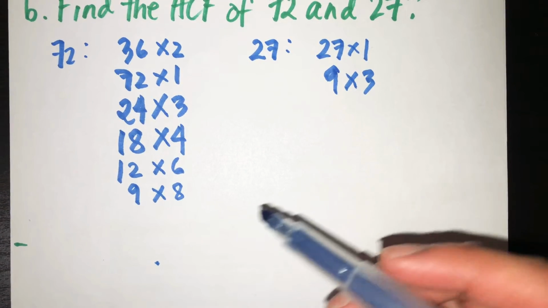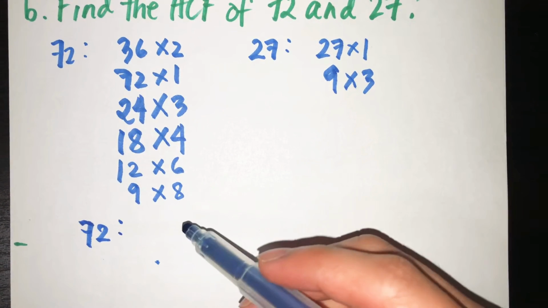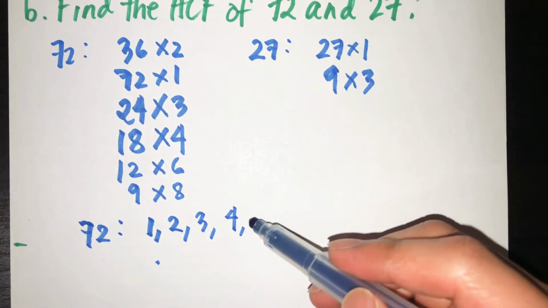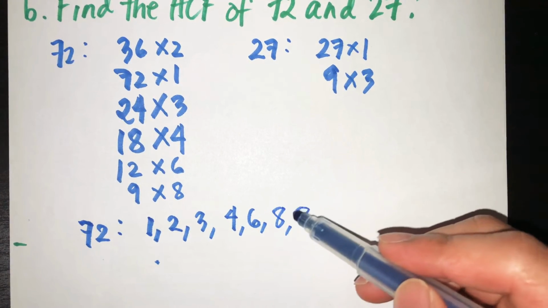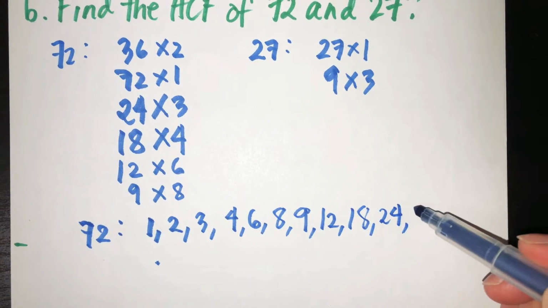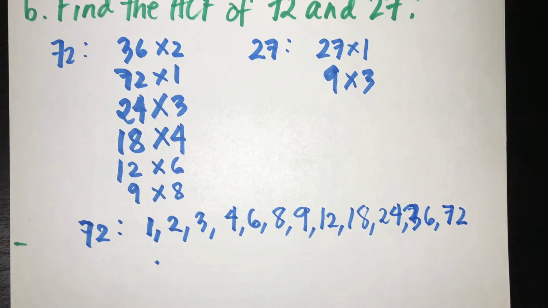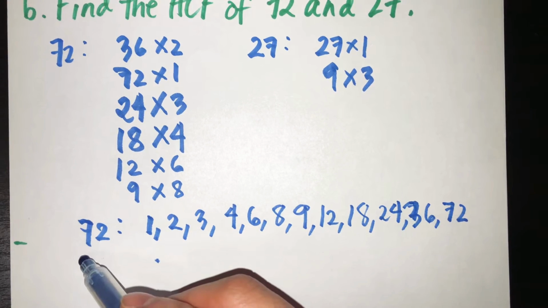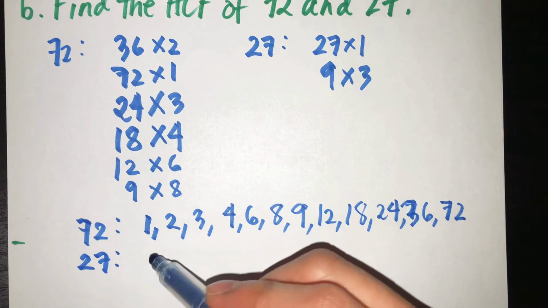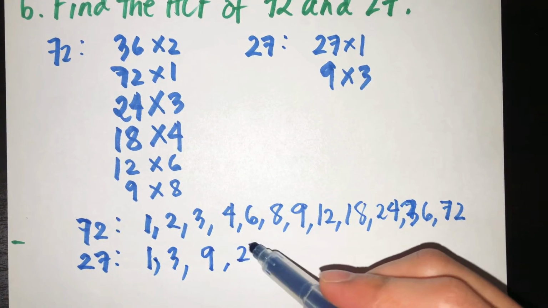Now, the next step is to list down the factors in numerical order. Okay? For 72, we have 1, 2, 3, 4, 6, 8, 9, 12, 18, 24, 36, 72. Okay? Now for 27, so you have 1, 3, 9, and 27. Okay?